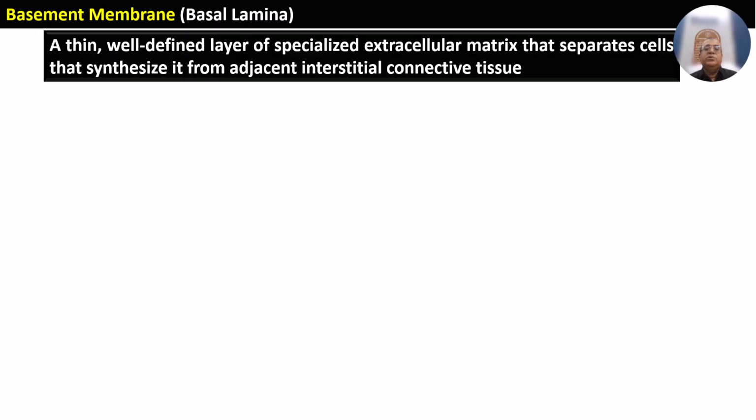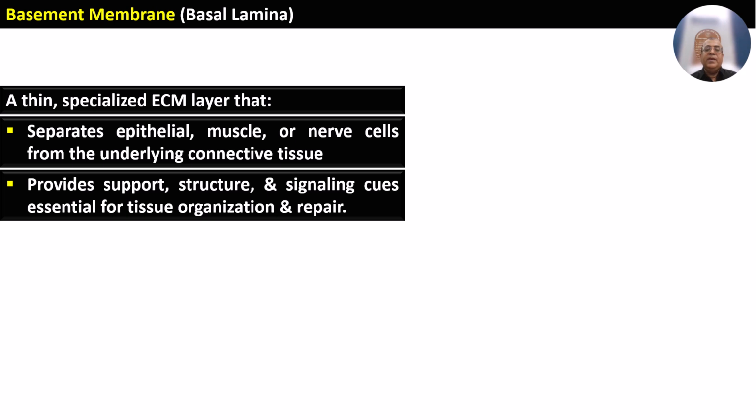Basement membrane is also termed as basal lamina. It is a thin, well-defined layer of specialized extracellular matrix. It separates the cell that synthesizes it from adjacent interstitial connective tissue. It separates epithelial, muscle, or nerve cells from the underlying connective tissue. It provides support, structure, and signaling cues essential for tissue organization and repair.